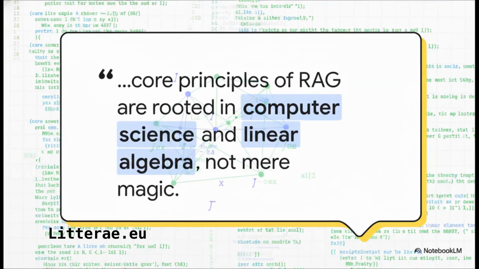We often treat AI like it's some kind of magic. But this quote from Literary.eu, which is our guide for today, it just nails it. The truth is, AI isn't magic at all. It's built on stuff we can actually understand, foundational computer science and math. And that's exactly what we're going to do today. We're going to understand it.